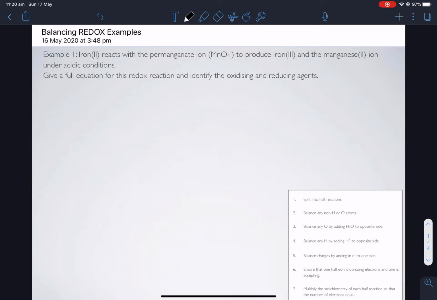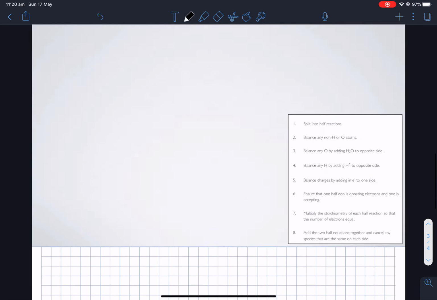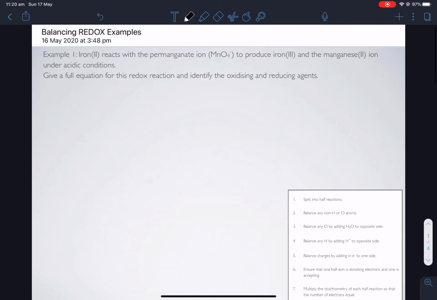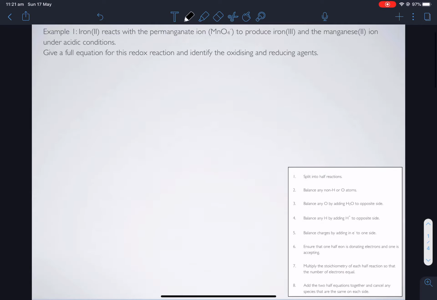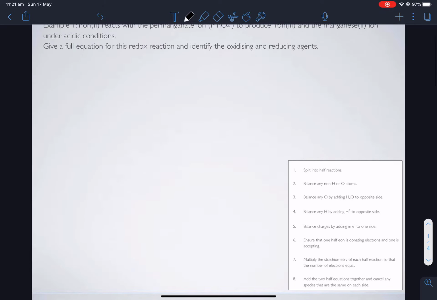Hi chemists, this video is a series of examples of redox reactions and balancing half equations to form a full redox equation. I've got three problems to work through, a little bit of a revision, and on each page down the bottom right, I've given this handy little step-by-step guide for us to work through.